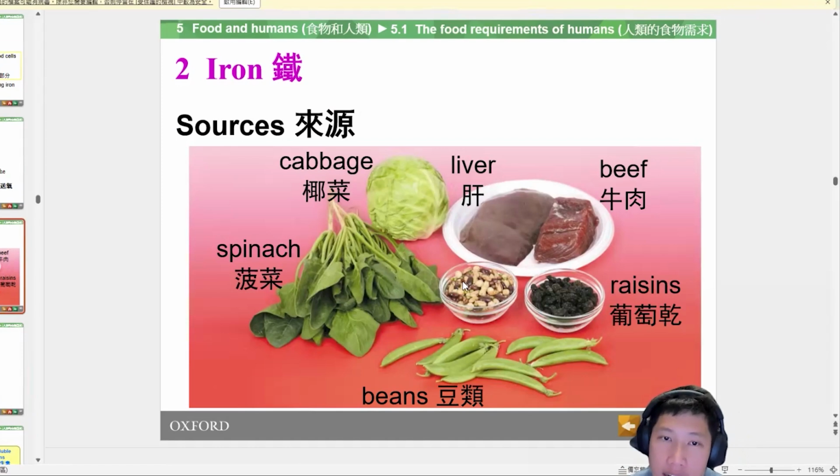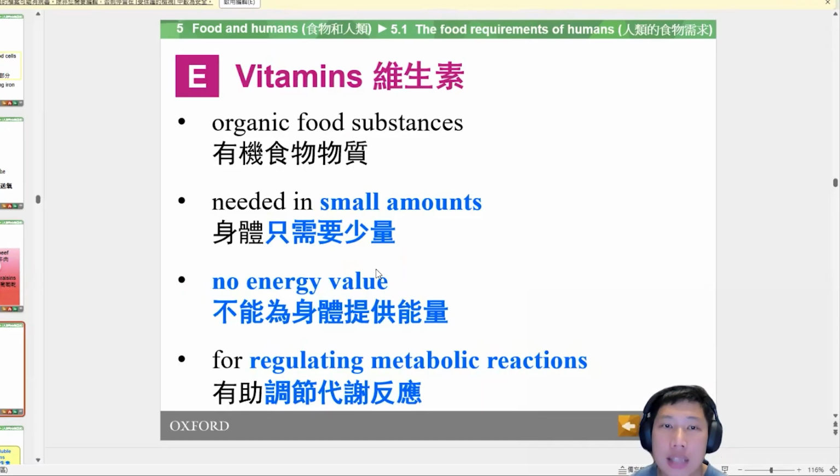Then where can we find iron, or how can we take in more iron? For example, some beans like soybean, or spinach, or liver, or even beef, do contain a lot of iron. So we can take in these kinds of food so that we can obtain enough iron. Then apart from these two types of mineral, we have another type of food substance.